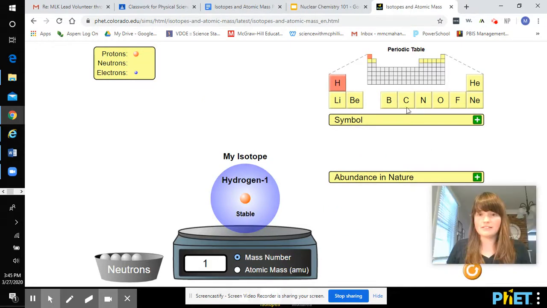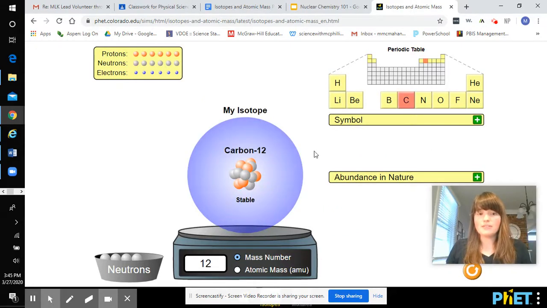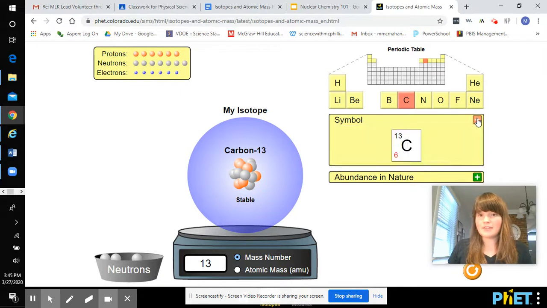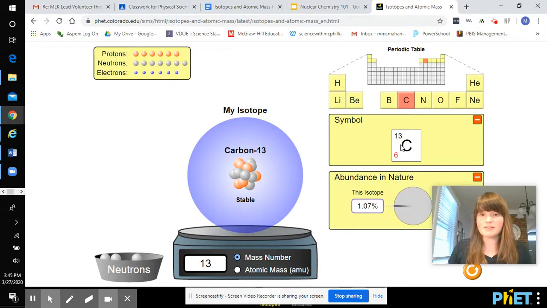I'll click reset, click carbon. You see that the isotope that pops up automatically is carbon-12. To make it carbon-13, we have to add 1 more neutron. I'll go ahead and click the green plus signs to show my symbol and my abundance. And then what the question is asking us, it asks us for the symbol, it asks us for the name, for the number of protons, neutrons, and electrons. It asks us for the atomic mass, and it asks us whether the isotope is stable or unstable. We can get all of that information from here.